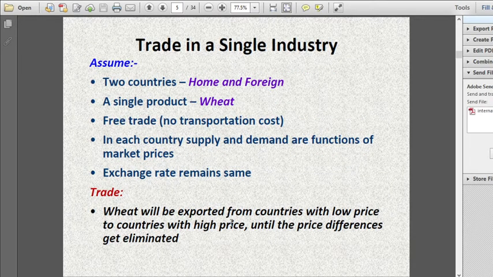Trade in a single industry. So we assume that we have two countries, foreign and home, and we produce a single product like wheat. Free trade or no transportation cost in each country, supply and demand are functions of market prices. Another thing is the exchange rate remains the same. So, hindi nagbabago yung palitan o yung pag-buying and selling nila. So, hindi tumataas, hindi bumababa kasi nga free trade or no transportation cost. For trade, for example, wheat can be exported from a country with low price to a country with high price until the price difference gets eliminated.